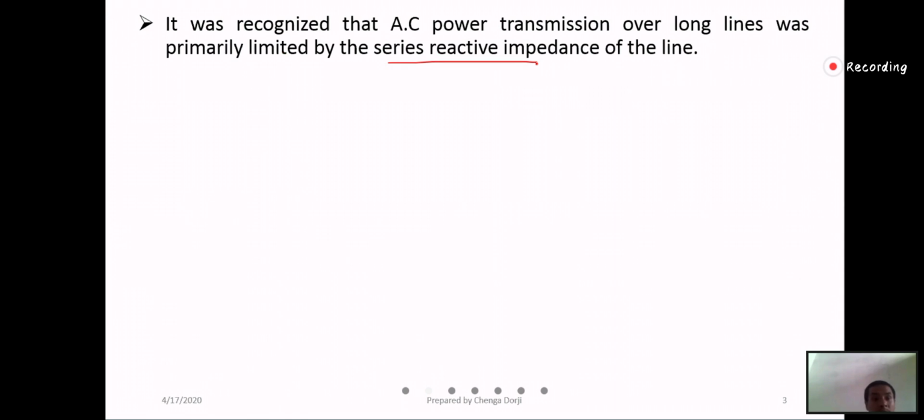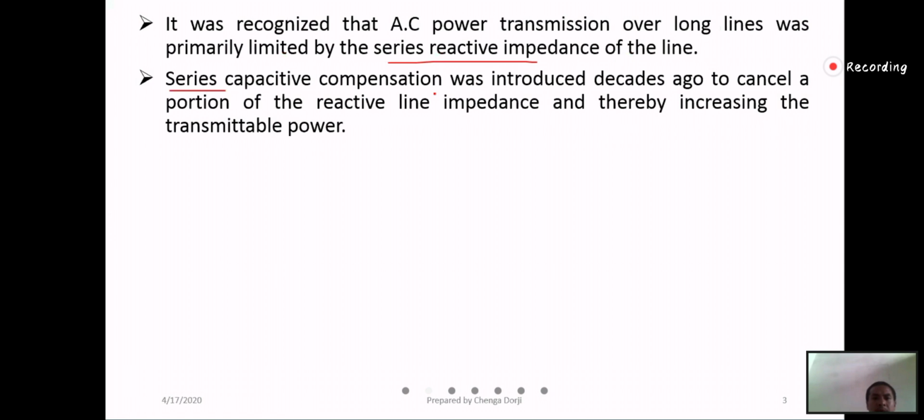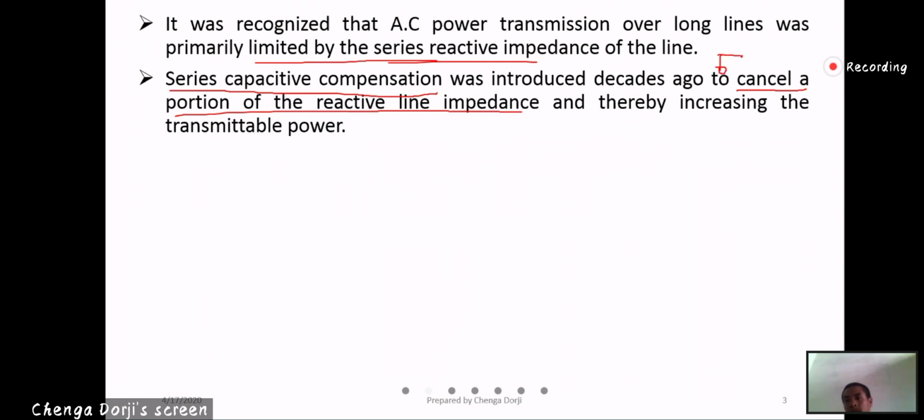Series capacitive compensation was introduced decades ago to cancel a portion of the reactive line impedance. AC power transmission over long lines was primarily limited by the series reactive impedance of the line. Suppose we have a two area system, with a transmission line network here. The power transmission over long distance was limited by this reactance. Therefore, series capacitive compensation was introduced to cancel out this portion. In series compensation, we connect our compensator in series with the line.